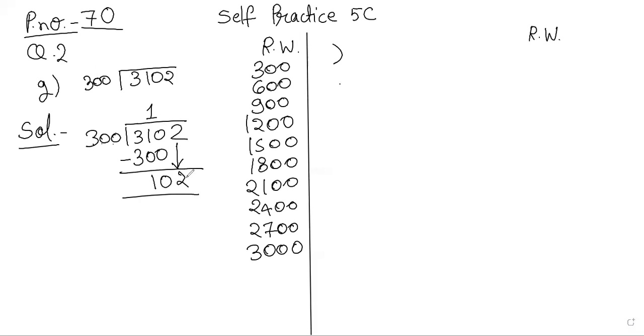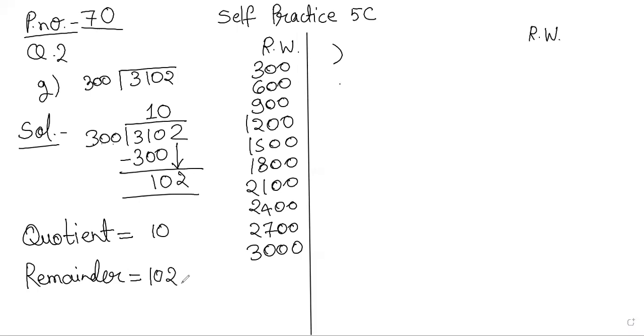As this 102 is not divisible by 300, so we will put 0 in the quotient. If a number is not divisible by divisor, what do we do? We put 0 in quotient. So this is the solution. As 102 is not further divisible by 300, we will stop division here. Write quotient and remainder now. Quotient is 10 and remainder is 102.